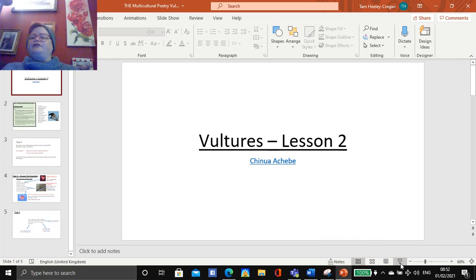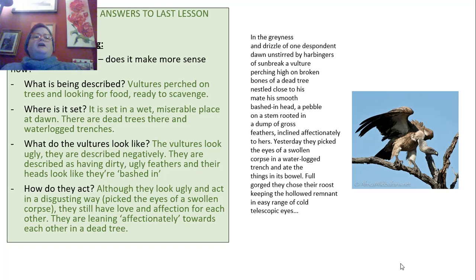Okay, welcome back. So we are moving on today to look at stanza 2 of this poem, but before we do, you're going to mark the answers that you wrote last time. It tells you on the board that I expect you'll spend 10 minutes on this task, so you'll be marking your answers but also adding in lots of detail.